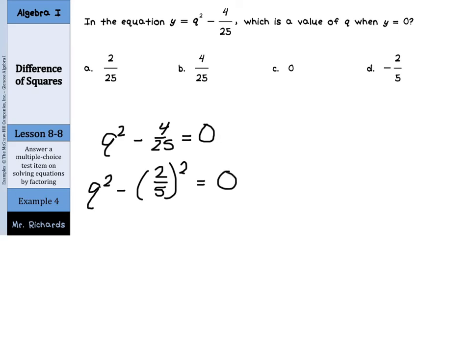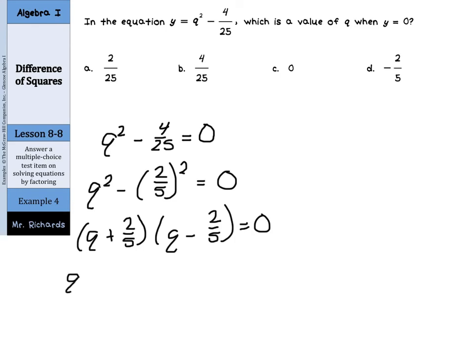And so now I'll have q plus 2/5 times q minus 2/5, and both of those are going to equal 0. And now using the zero product property, I could write these two equations, q plus 2/5 equals 0, and q minus 2/5 equals 0.